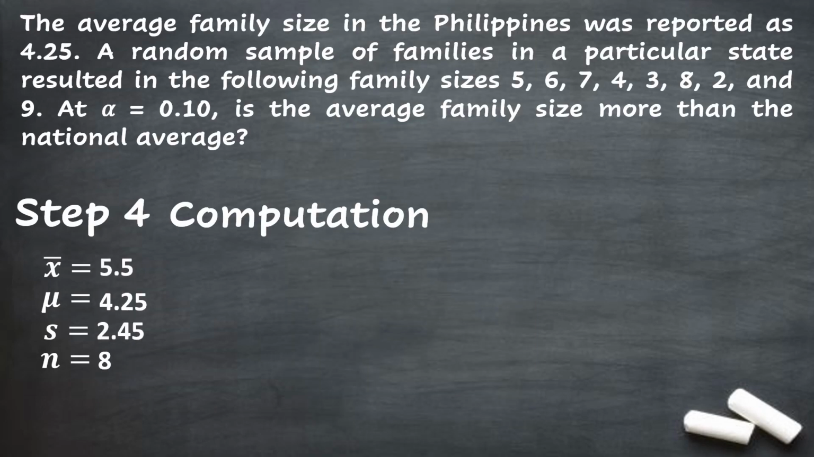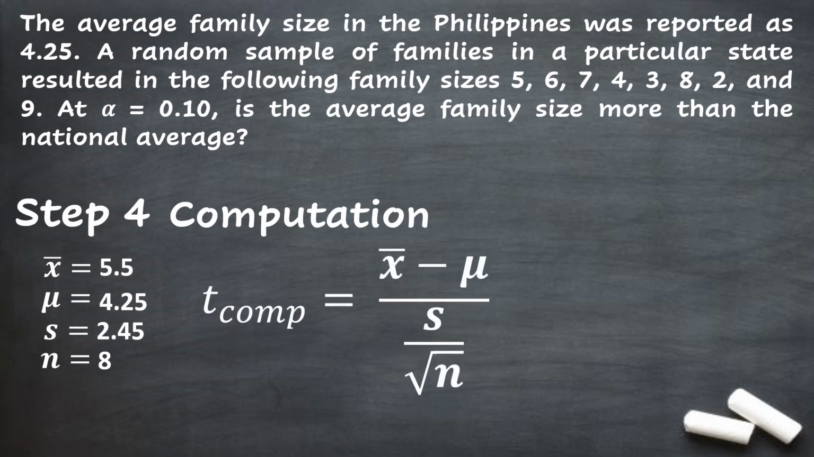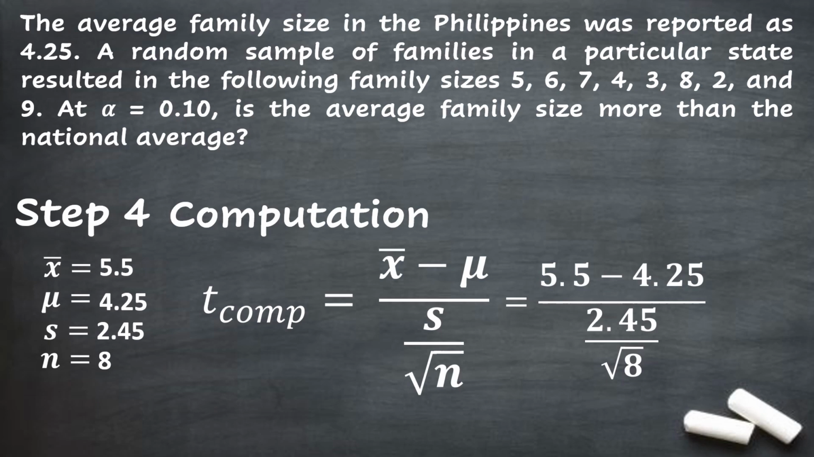Now that we already have the values for the sample mean and the sample standard deviation, we can now compute the t computed. Since this problem is under one sample t-test, we have to use the formula for one sample t-test, and that is sample mean minus the population mean all over the sample standard deviation over the square root of n. Substituting the values, we'll have 5.5 minus 4.25 all over 2.45 over the square root of 8.